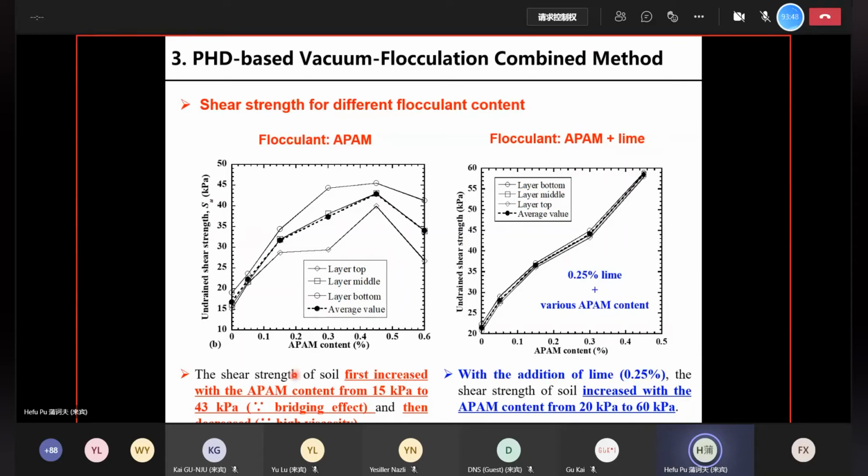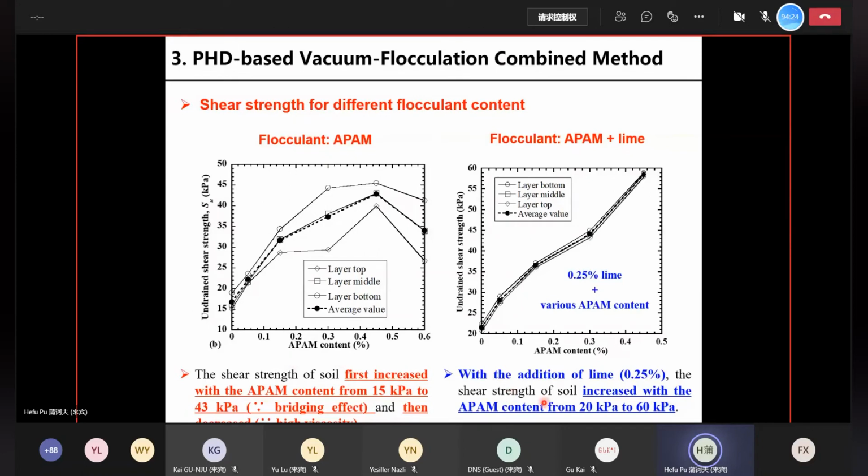So on the left, we can see that the shear strength of soil first increased with the APAM content from about 15 kPa to 43 kPa. So that's about 2 times increase because of the bridging effect of the flocculant. And after some point, the strength will decrease with further increase of flocculant because the flocculant is some kind of polymeric material and has high viscosity.